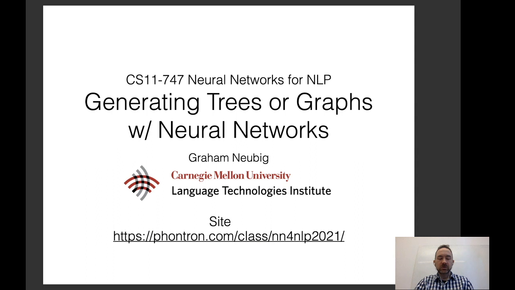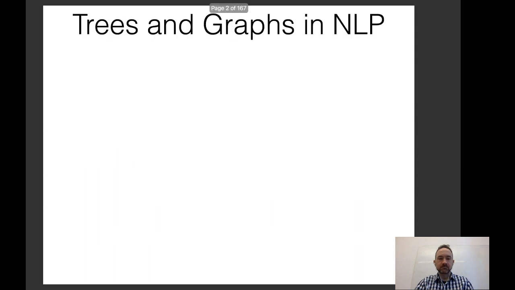This time I'm going to be talking about generating trees or graphs with neural networks. So why would we want to model trees and graphs in NLP in the first place? There are many reasons. These are very general data structures that can be used to represent a lot of different phenomena. But here I'll introduce two of the most commonly used and broadly applicable ones.